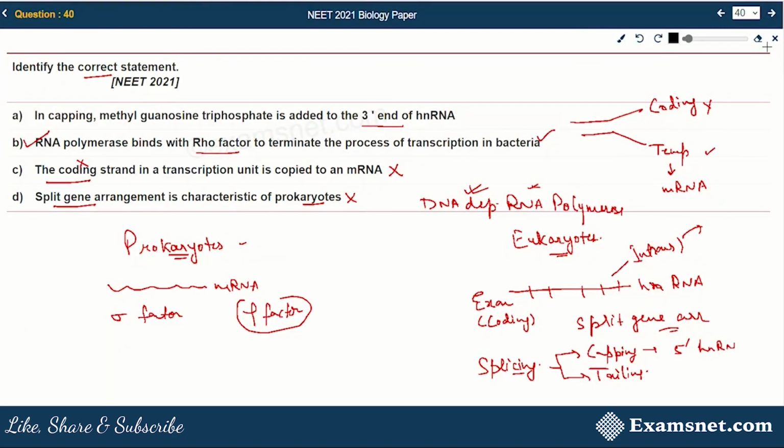Okay. So this is hnRNA. This is suppose 5' end. So methyl guanosine is added here. Therefore, option A is false because it is not added at 3' end. It is added at the 5' end. And during tailing, adenylate residues are added at the 3' end of the hnRNA. Okay. So I hope you understood this.